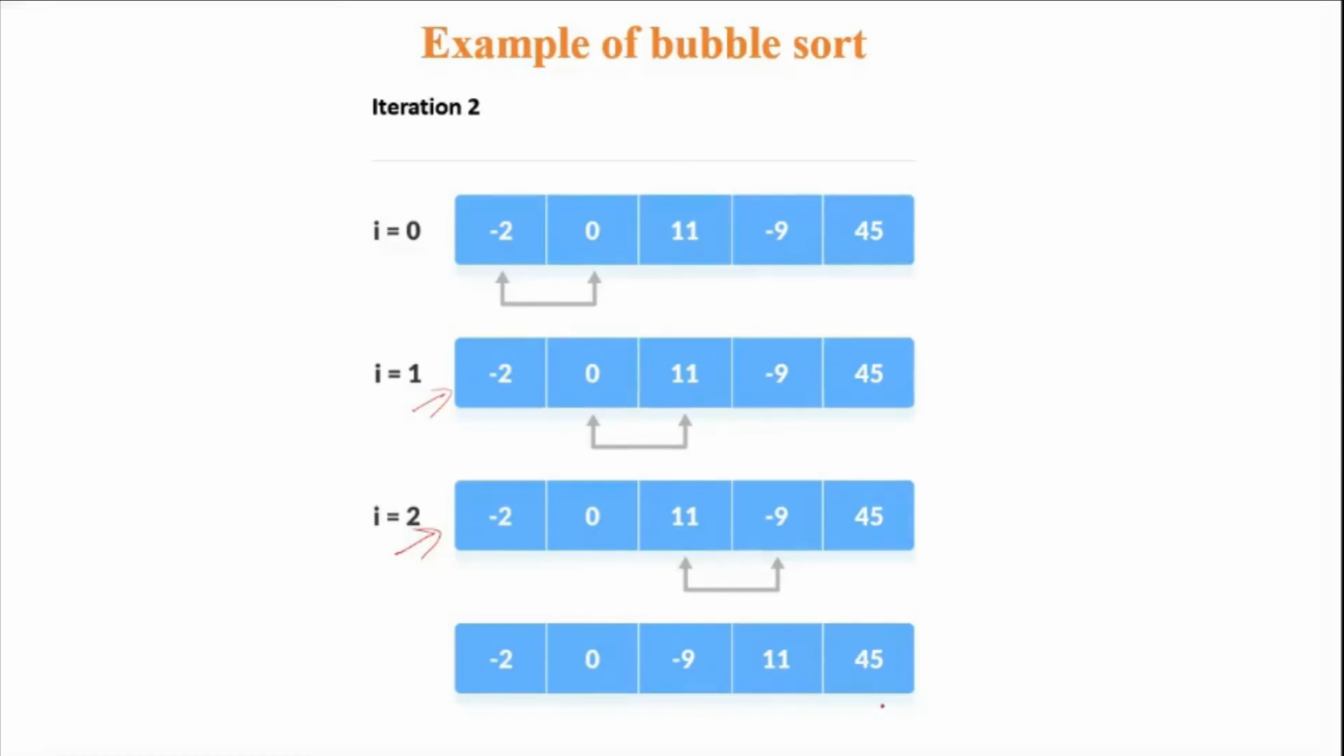So these last two positions are in order. That is, the second largest one is at the second last position and the largest one is at the last position.